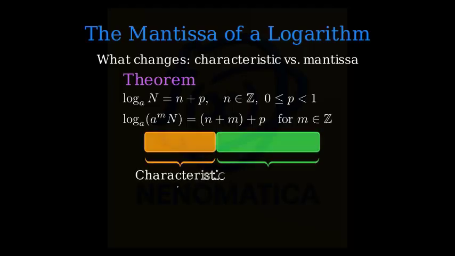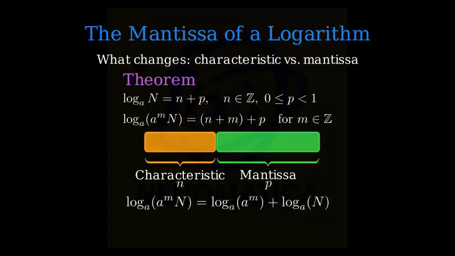To visualize this, think of a logarithm as 2 parts placed side by side. The orange block is the characteristic and the green block is the mantissa. Let m be an integer. We start with the product inside the logarithm, using the product rule of logarithms. Next, apply the power rule to the term log base a of a to the m.